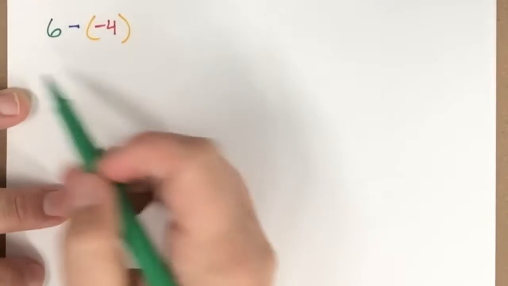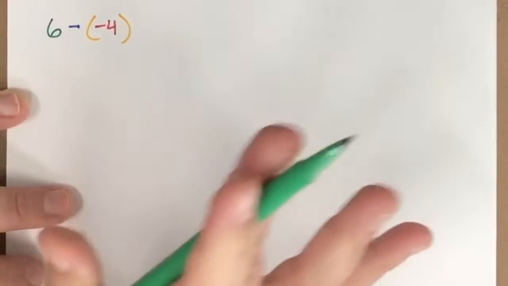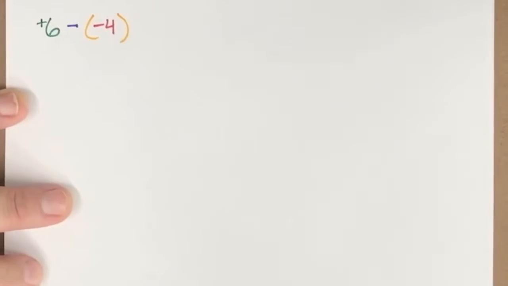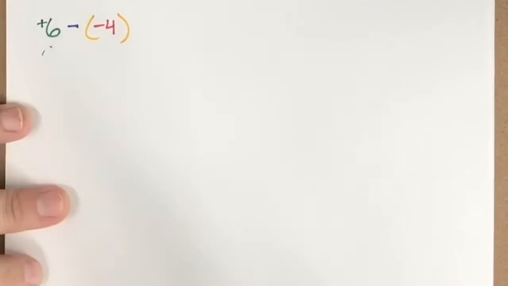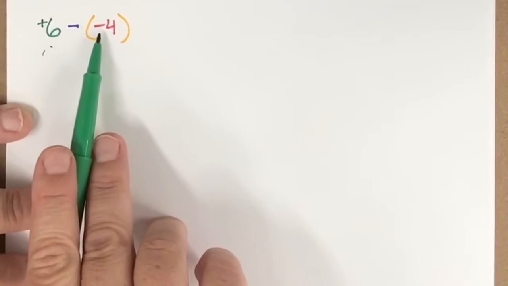So first of all, if there is nothing in front of the number, it's a positive number. So positive signs can kind of be invisible. I guess that's the way I like to describe it. So if there's no sign, then the sign of that number is positive. And then we're going to subtract -4.